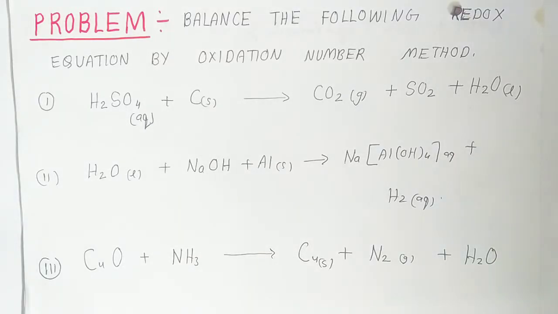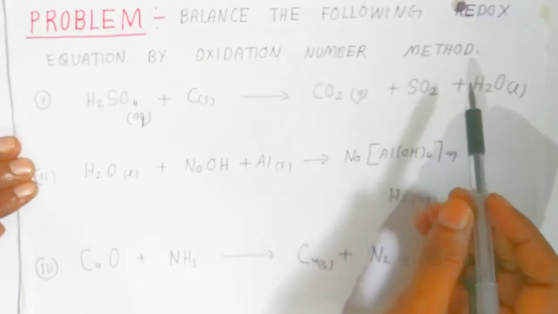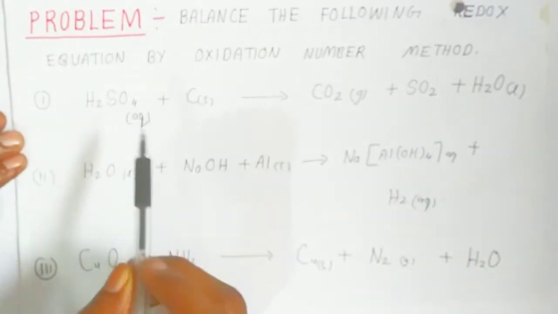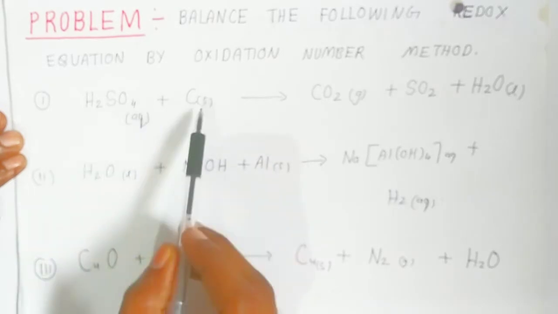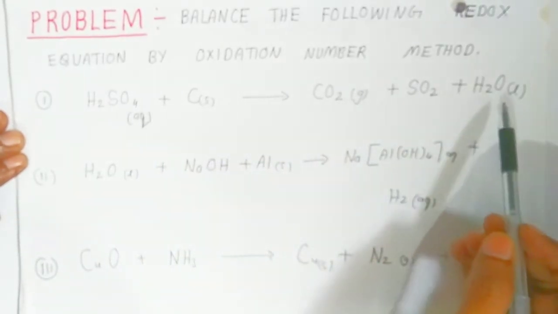Today students we are going to see the problems which are based on redox reaction. Now here students the problem is: balance the following redox equation by oxidation number method. Three redox equations are given. First redox reaction: sulfuric acid. You add the sulfuric acid with carbon, so you are getting carbon dioxide, sulfur dioxide and water.